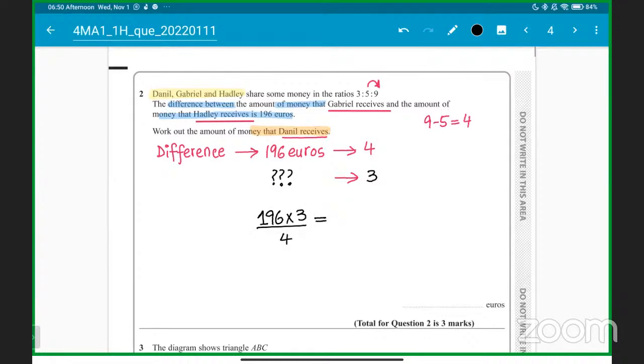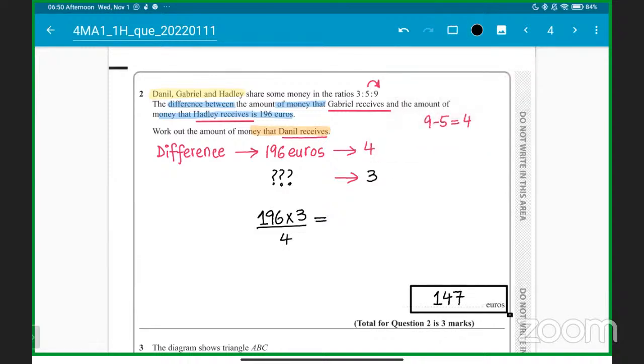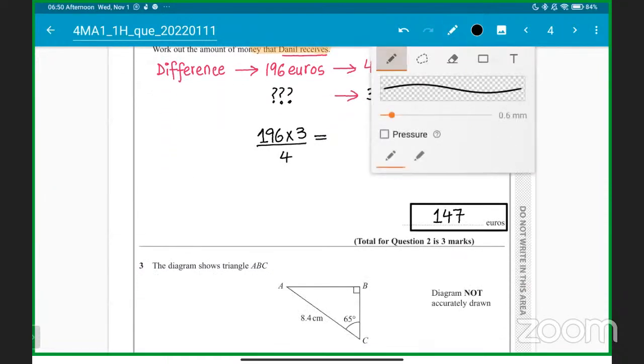It's coming as 147 euros. Okay, understood? So we move on. This one is clear, 147 euros.